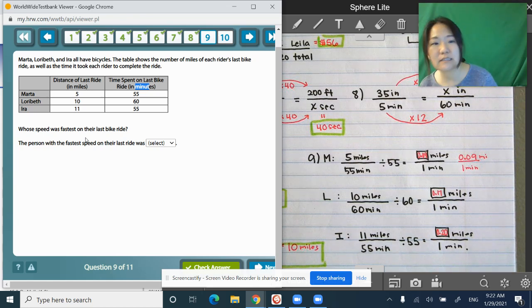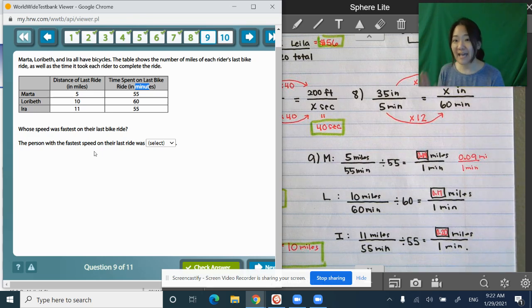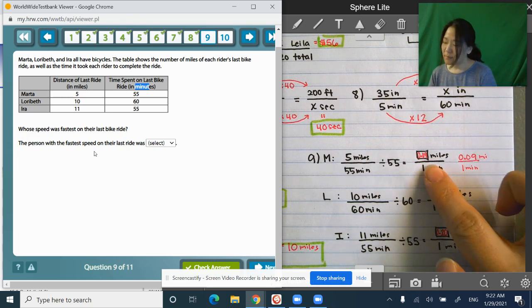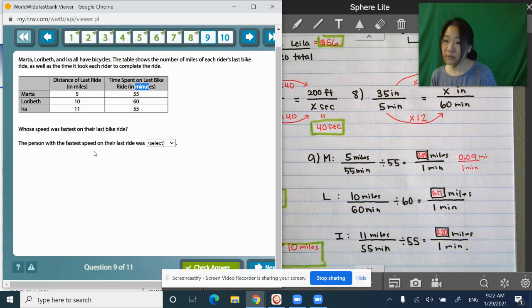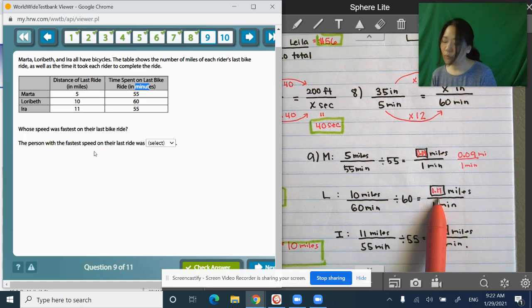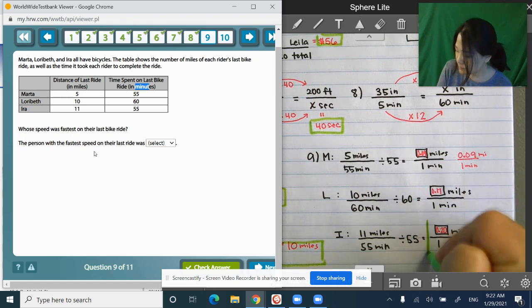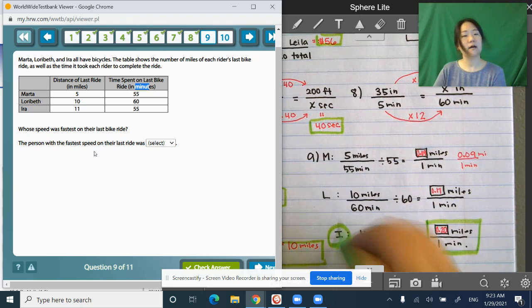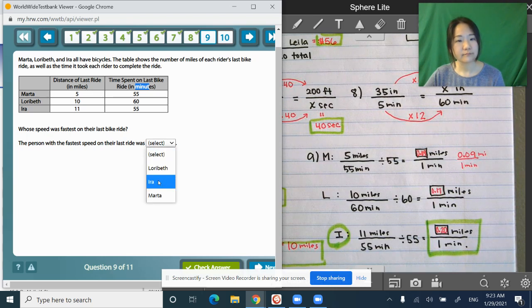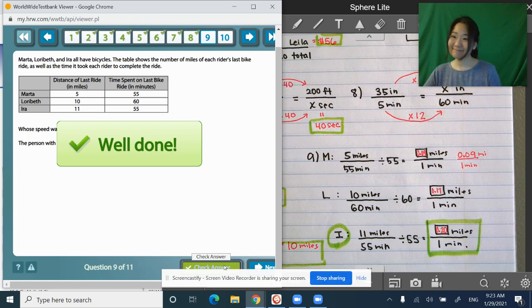Now, the question is, whose speed was the fastest? This one is 0.09 miles per minute. This one is 0.17 miles per minute. And this one is 0.20 miles per minute. So the person who goes the fastest is the person who goes the most miles per minute. So it is this one. Ira. Okay.